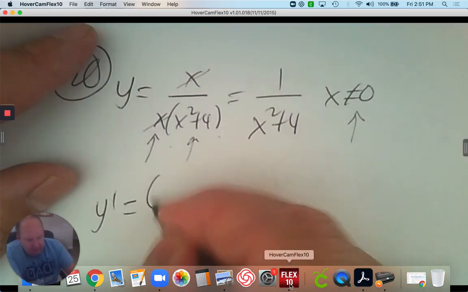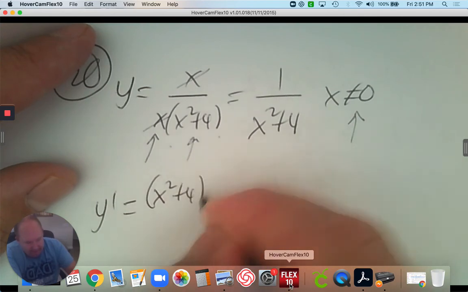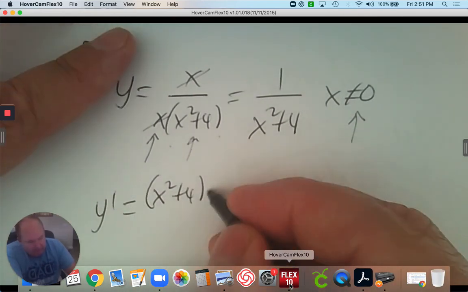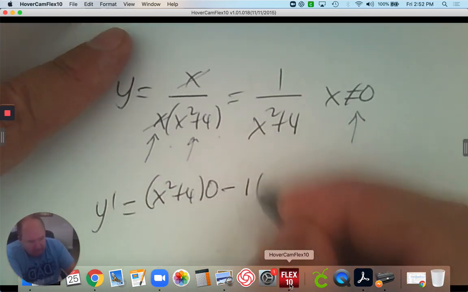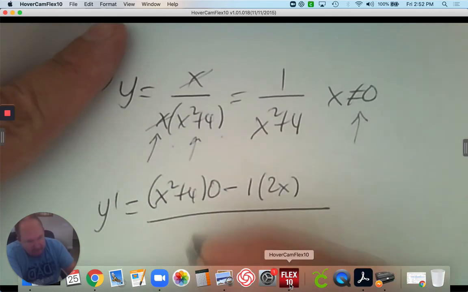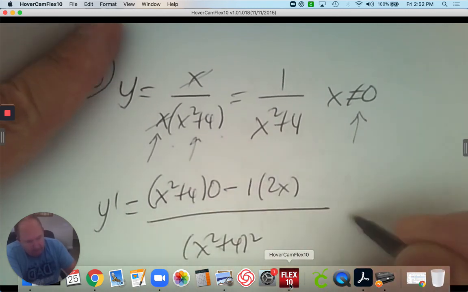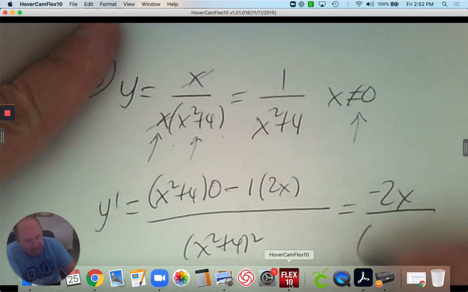So when I take the derivative, it's the bottom times the derivative of the top, which is 0, minus the top times the derivative of the bottom, over the bottom squared. So if I put that together, it's negative 2x over x squared plus 4, squared.